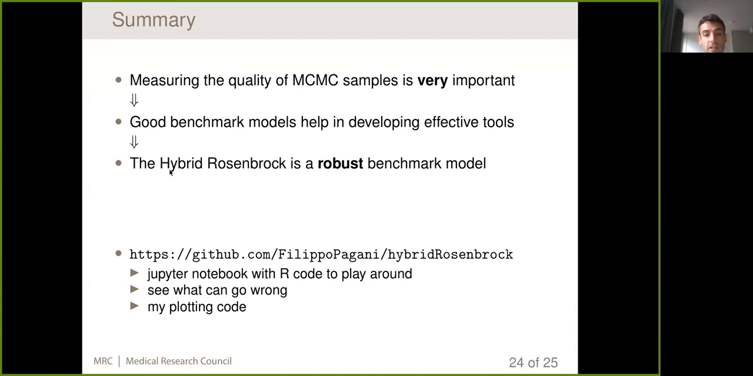If you're interested in this sort of thing, on my GitHub I have a Jupyter notebook with our code in it that you can use to play around and see what can go wrong running this sort of algorithm on a target like the hybrid Rosenbrock, and you can at least look at the same situation from different perspectives. Also, in the Jupyter notebook, you can find my plotting code, which is quite useful in my opinion, and feel free to use it for your own research.